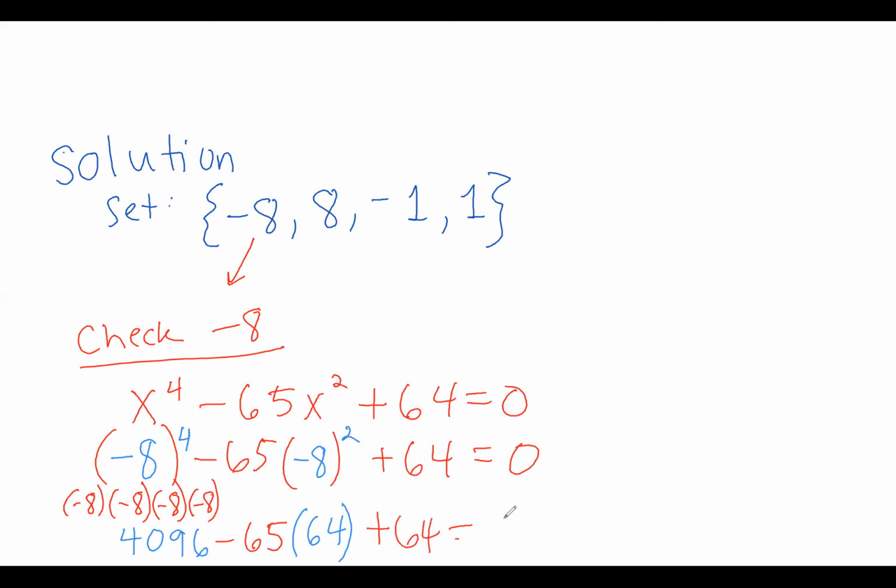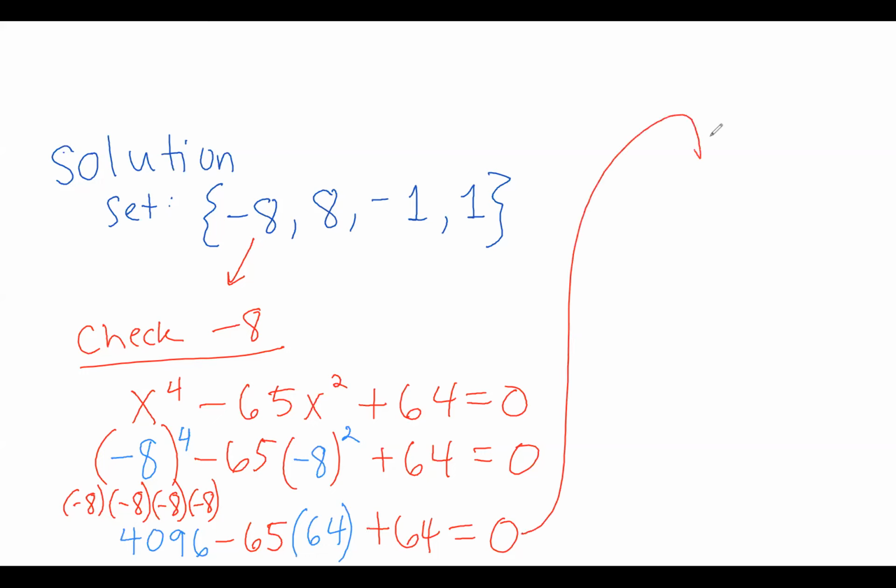Okay, so just to recap where we are, we're checking one of our solutions. We're checking negative 8. I've replaced x with negative 8. I've simplified by applying some exponents. That was a little tricky. Each of the exponents is even, so my negative actually just turned into a positive both times. So here's where we are. Positive 4,096 minus 65 times 64 plus 64 equals 0.